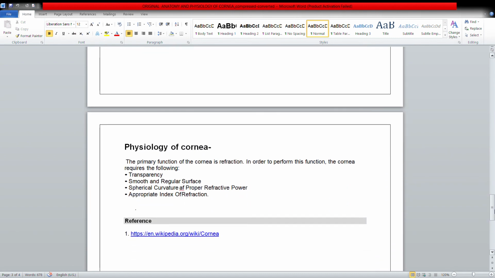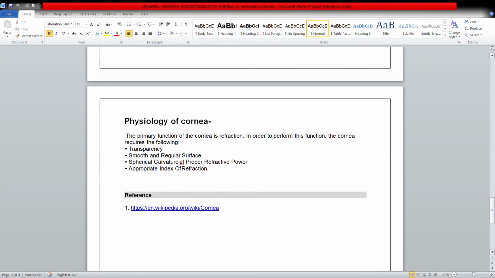And now, physiology of the cornea. The primary function of the cornea is refraction. In order to perform this function, the cornea requires the following: transparency, a smooth and regular surface, spherical curvature at proper refractive power, and an appropriate index of refraction.